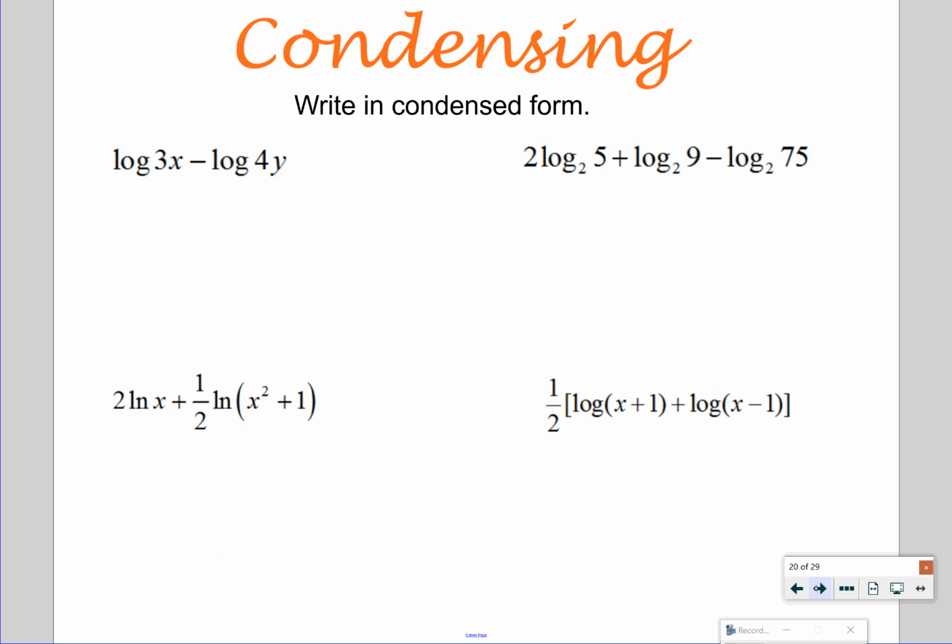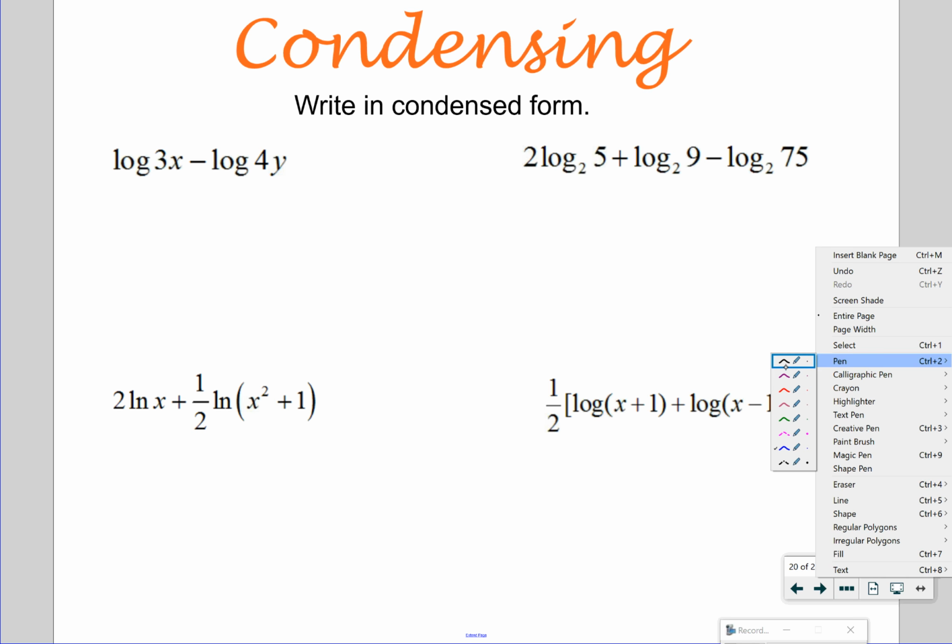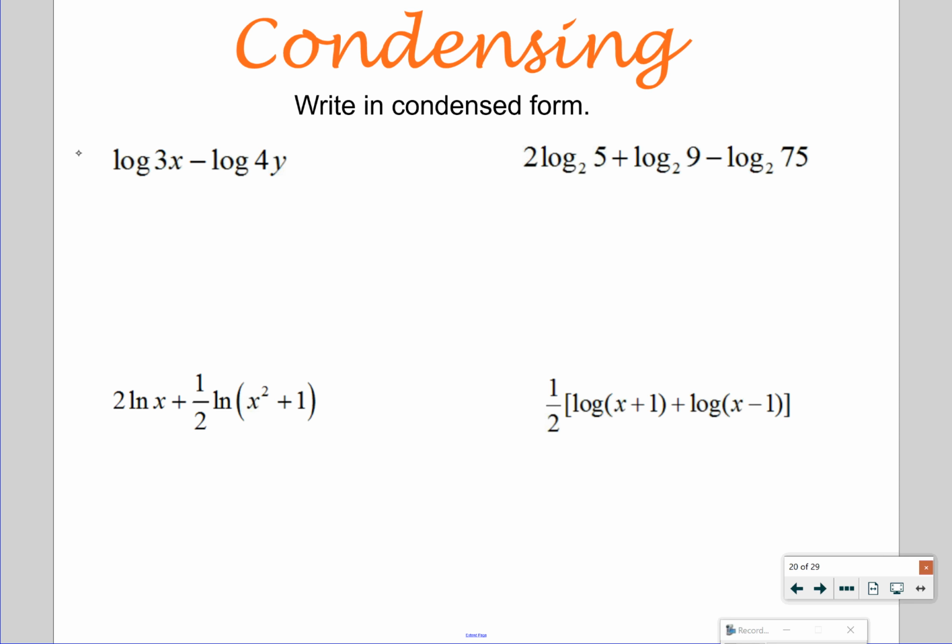Okay, the first way that we're going to use these properties is by condensing. Condensing is a fancy way of saying let's take all of our logs and put them into a single log if possible, using our three logarithmic properties. All right, so let's start with, we'll call this example number 1.